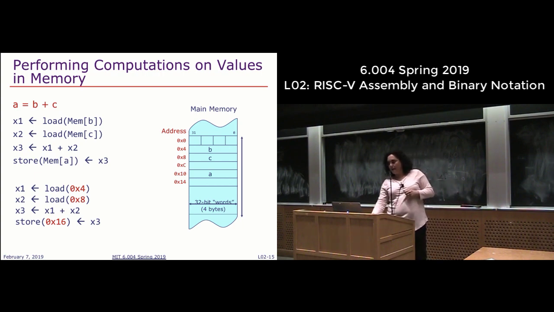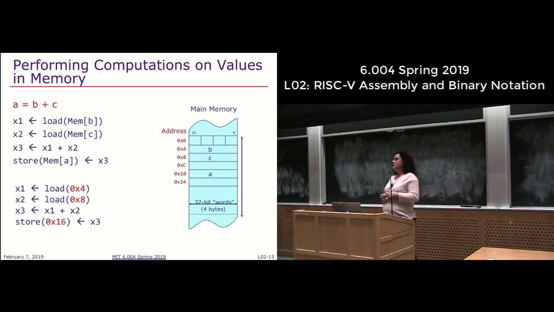Okay, so if I want to get variable B, which is stored at address 0x4, I somehow have to tell the machine, get me the thing that's at address 0x4 and put that into x1. So what does that mean? It doesn't mean that it's going to put 4 into x1. What it's going to put is the value that's stored at address 4, which is this variable b, and that's what's going to end up in x1. Okay? Similarly, load 0x8 says take the thing that's at memory location 8 and put that into x2.